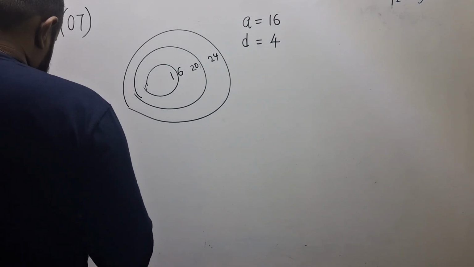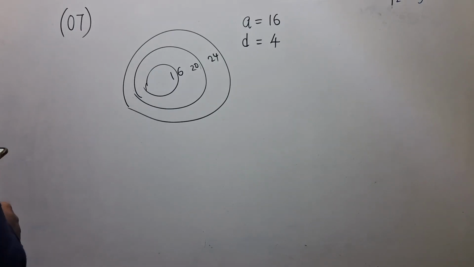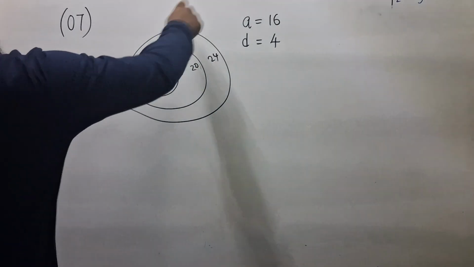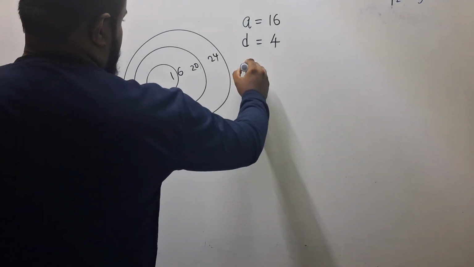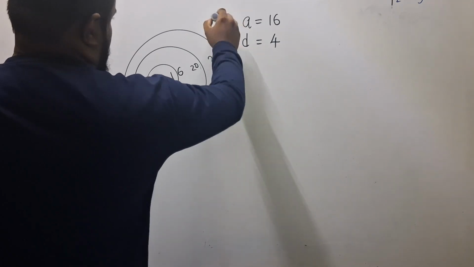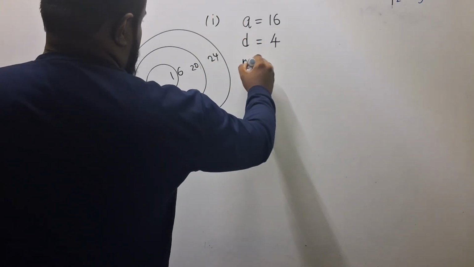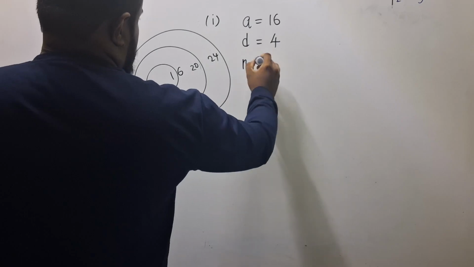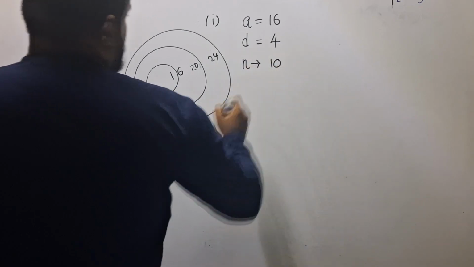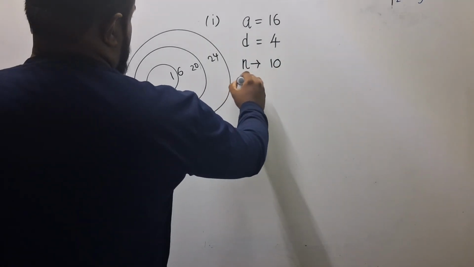When the number of light bulbs in the frames is taken as an arithmetic progression, how many light bulbs are there in the 10th frame? There are 10 frames like this. 10th frame means n is 10. You have to find what? Tn.